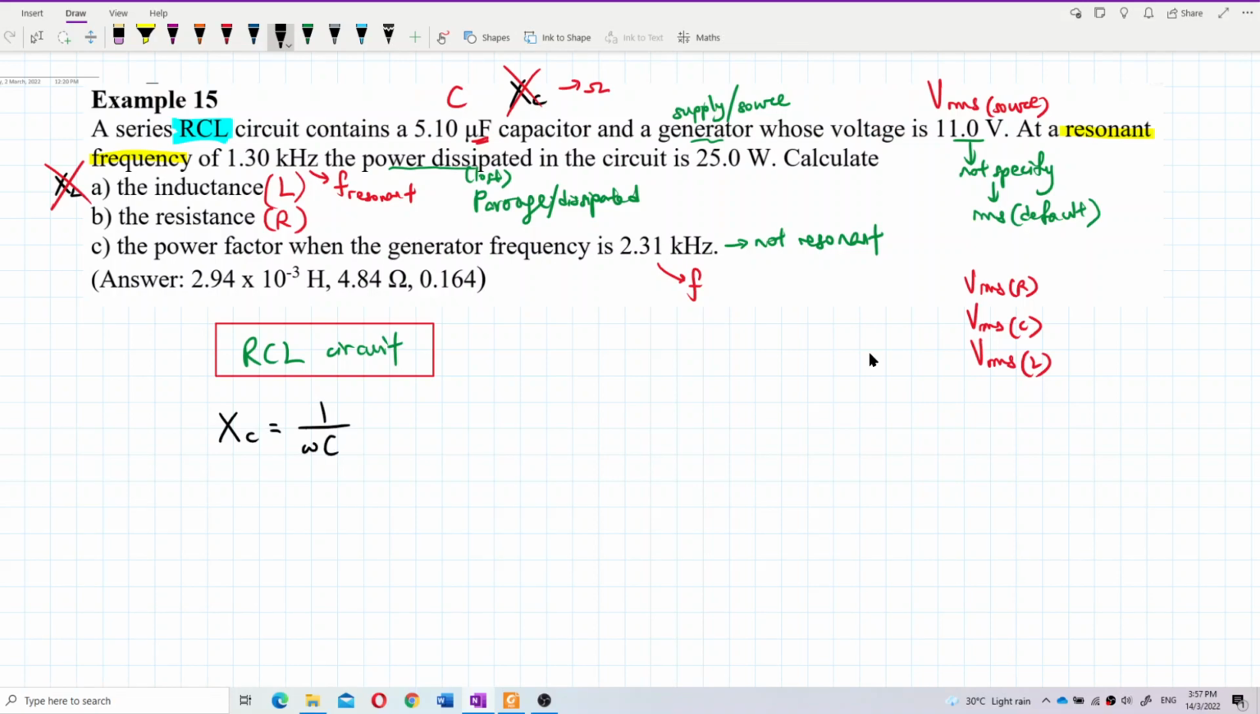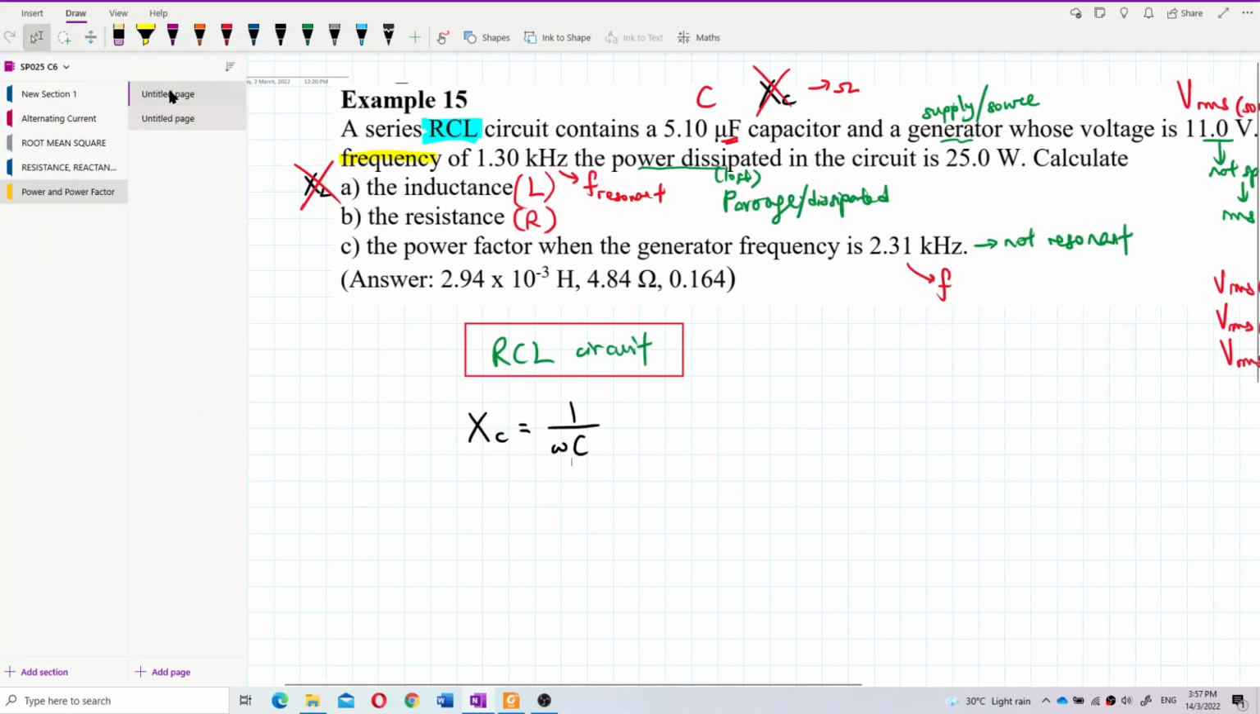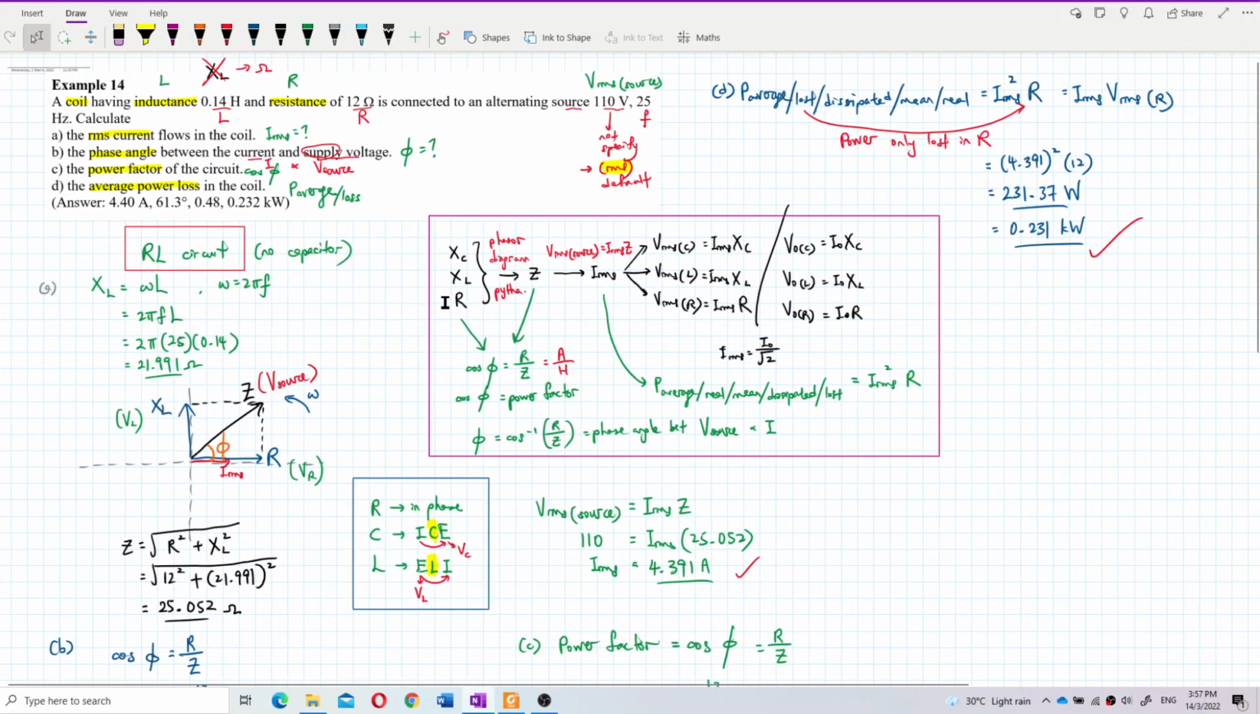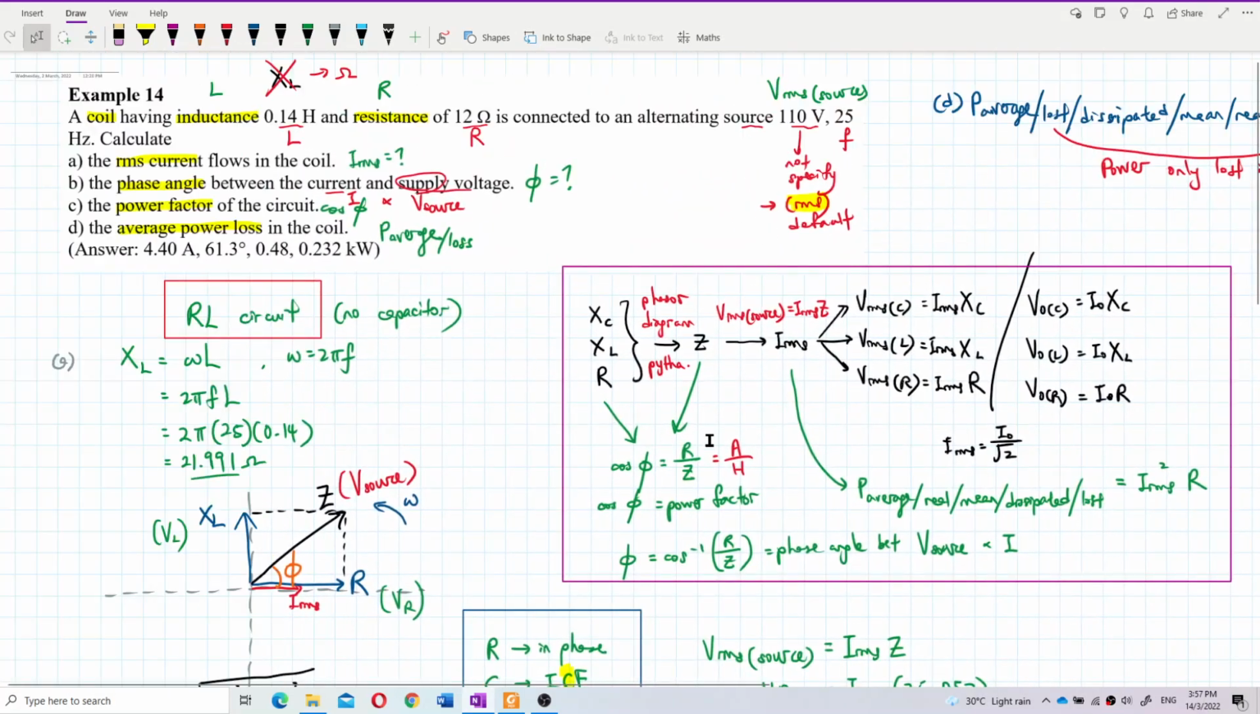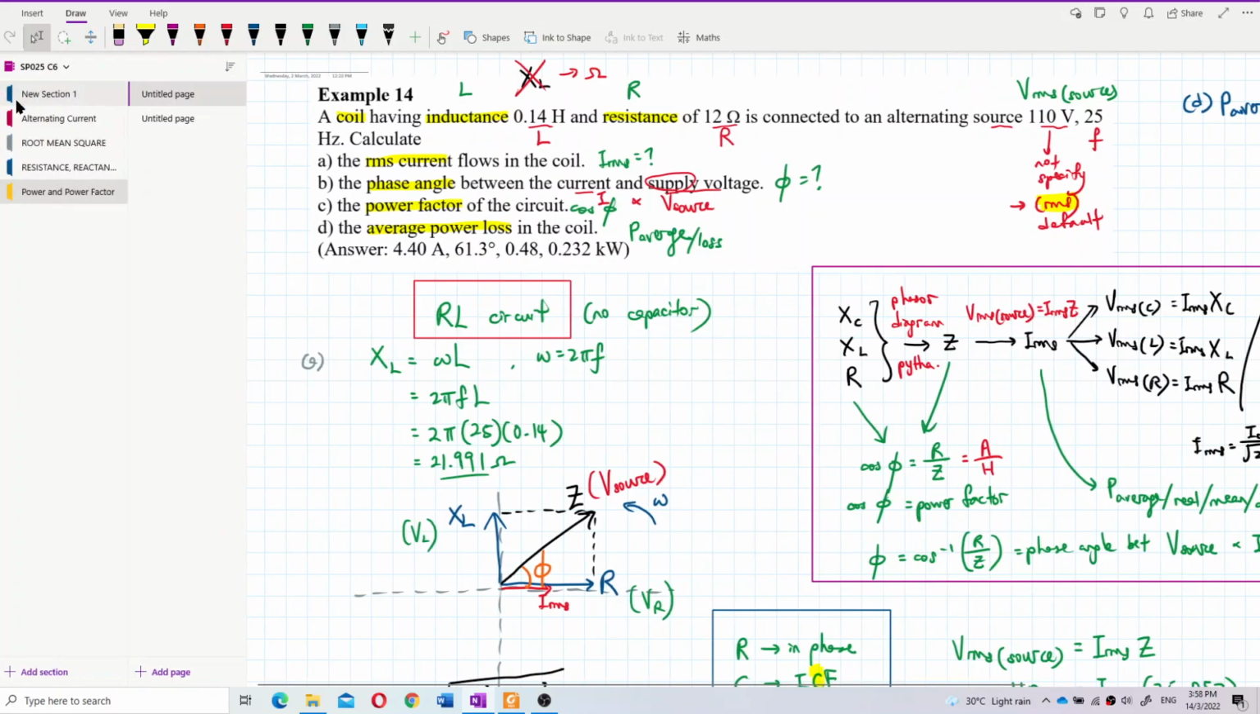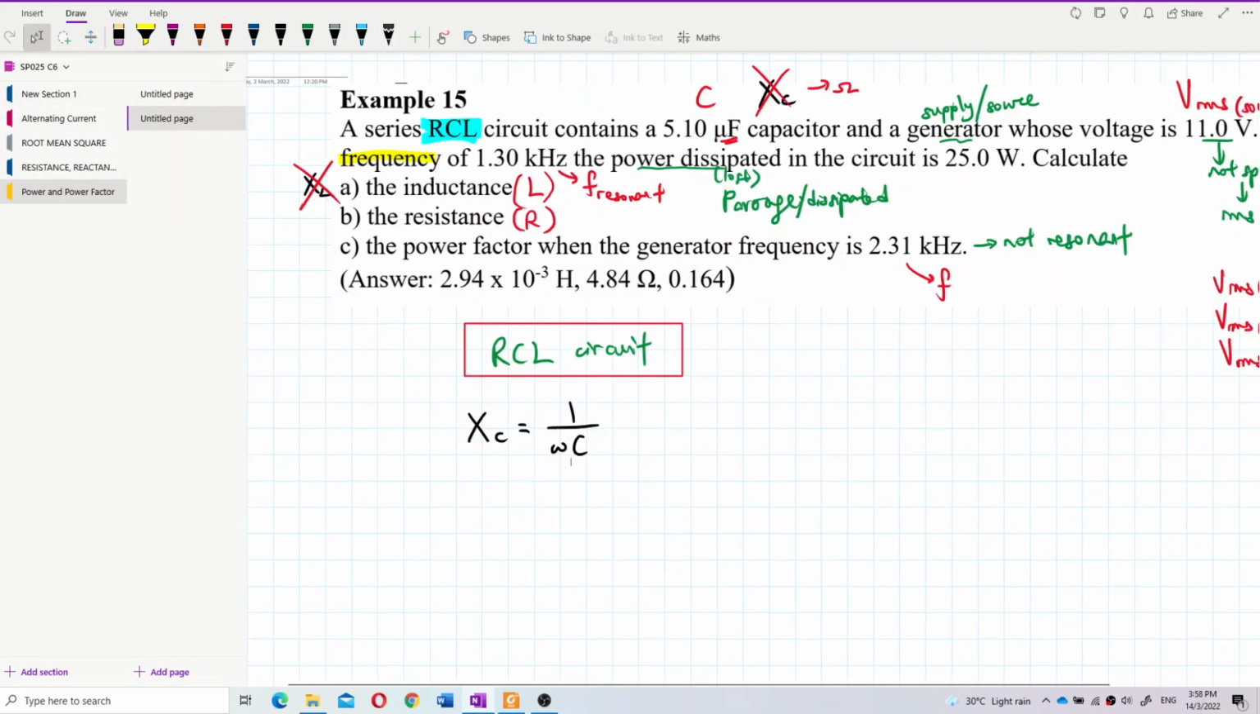As I told you before, refer back to my previous video. I told you about these steps. Always find XC, XL, R first. Then you can find Z. Then you can find the rest. Understand? These are our preliminary steps: XC, XL, and R. Find those first, before the next thing.